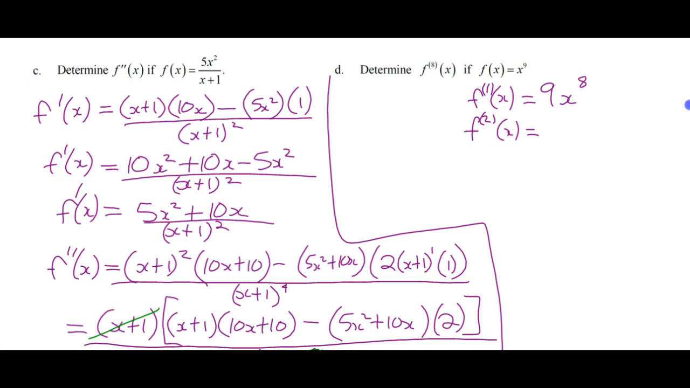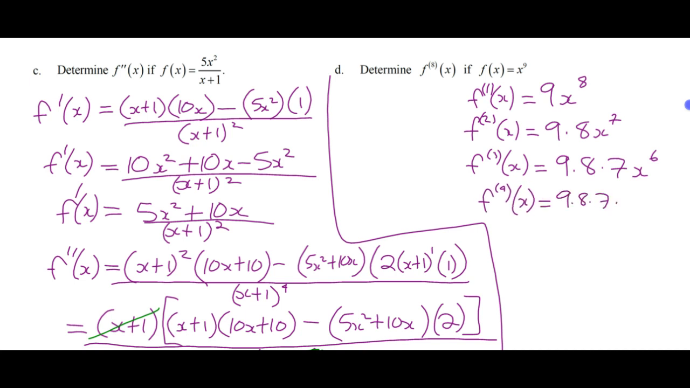Let's go with 9 times 8x to the 7th. Okay? Because otherwise, for the next one, we've got to multiply 72 by 7. Remember, you don't have a calculator. So what's f3 of x? Well, 9 times 8 times 7, x to the 6th. All right, so do we need to do f4, or could we jump to f8? Okay, so f4, 9 times 8 times 7 times 6, x to the 5th. All right, so dot, dot, dot.